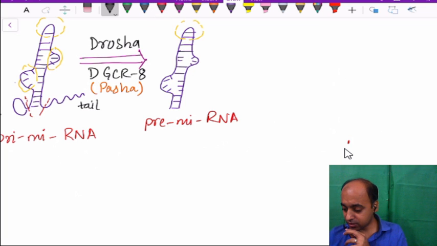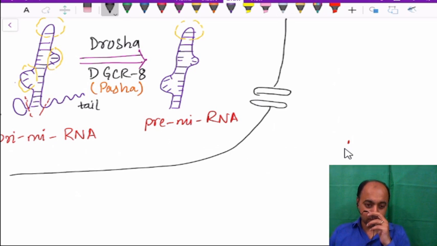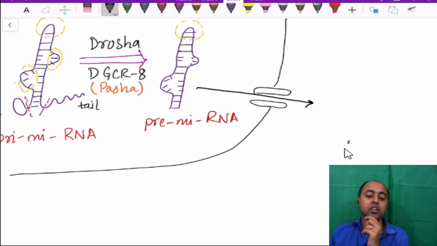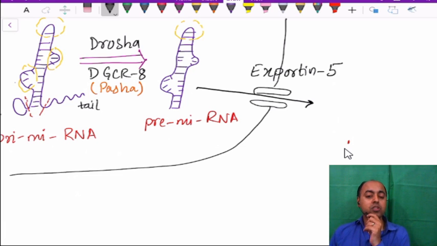This change that we see has till now been occurring inside the nucleus. So you can think of it as the post-transcriptional modification. After transcription, the modification that occurs within the nucleus is the post-transcriptional modification. At this point, the pre-microRNA is pushed out from the nucleus by the nuclear pore. In this case, the transporter protein is exportin 5. The exportin 5 will push the pre-microRNA from the nucleus into the cytoplasm.